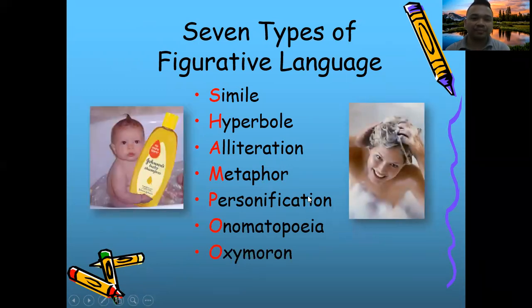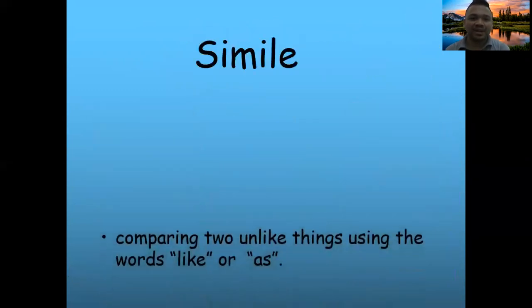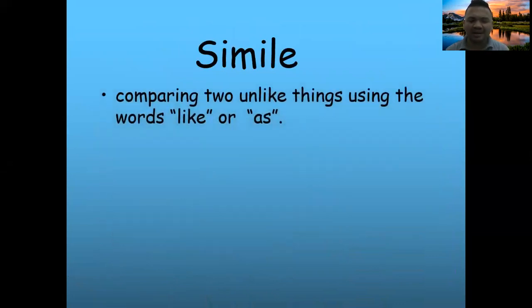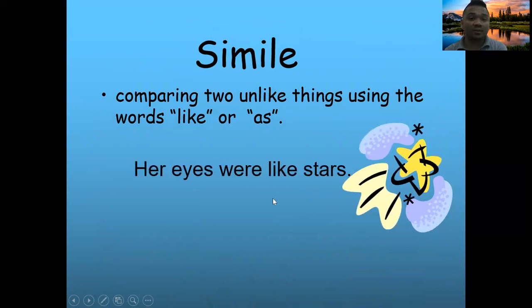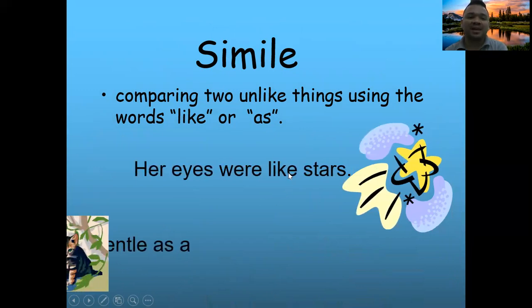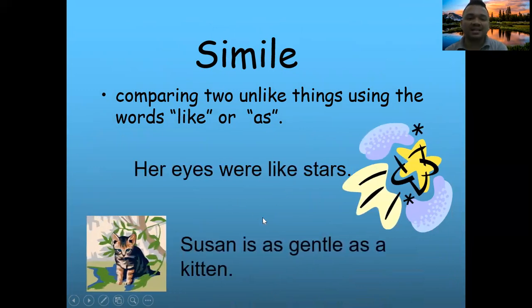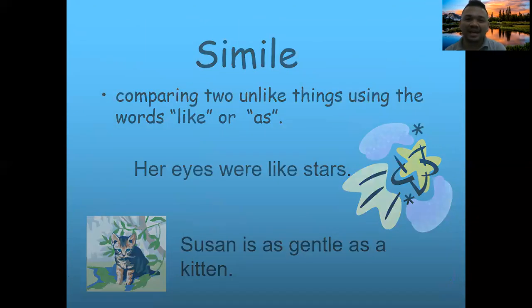So let's start with a short recap of simile, which we had last time. Simile is comparing two unlike things using the word like or as. For example, her eyes were like stars, using the word like, and Susan is as gentle as a kitten. This is simile. So just watch again our previous video about simile and metaphor.